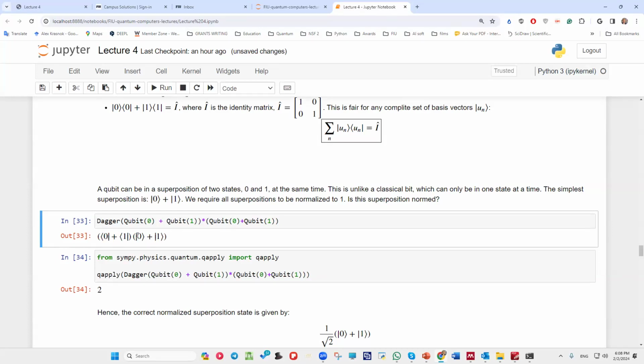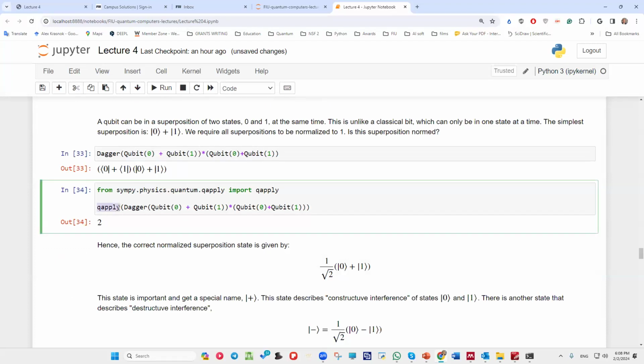The inner product of 0 and 0 gives us 1 because the state is normalized. The second one is 0 and 1, which gives us 0 because the states are orthogonal. Then 1, 0 again is equal to 0, and 1 times 1 is equal to 1. So the result is 2. And this operation qapply returns 2, indeed, as we expected.